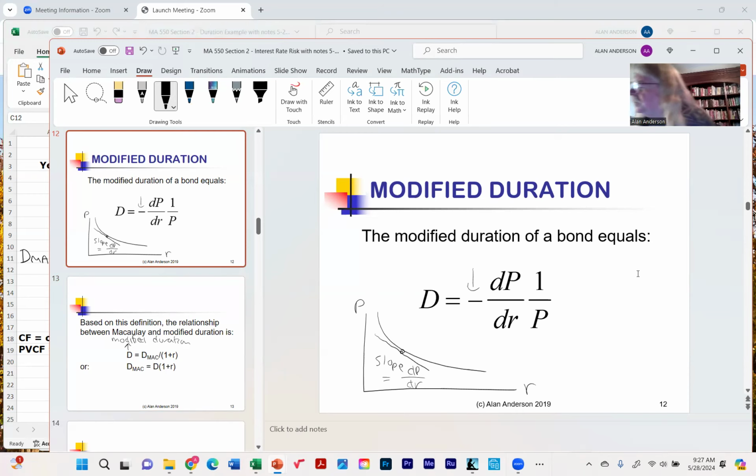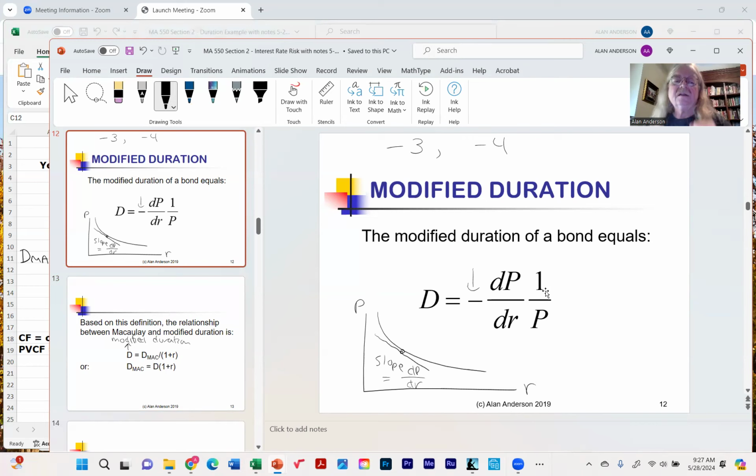Now, the reality is negatives can be confusing. For example, if you look at these two numbers, which one is larger? Well, of course, the -3 is larger, but it's hard to wrap our minds around negative numbers. So as a convention, we get rid of the sign when we calculate duration. And the way to do that is to multiply this by -1. Then we divide by the bond's price to make sure that all the durations are being calculated on an equal basis.